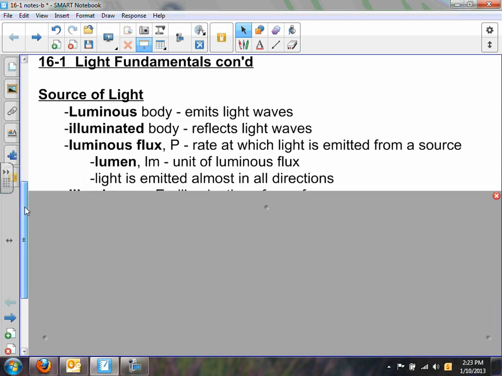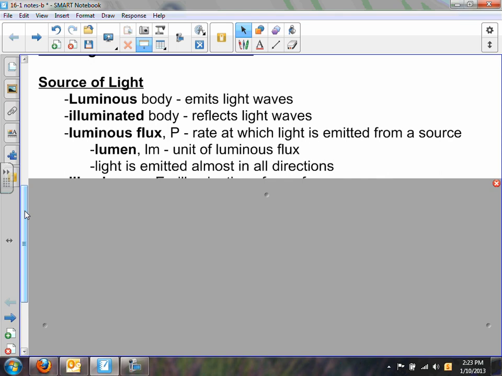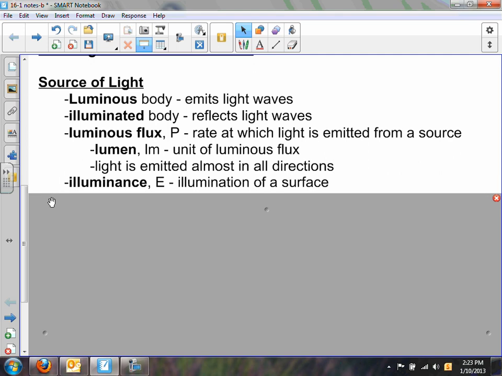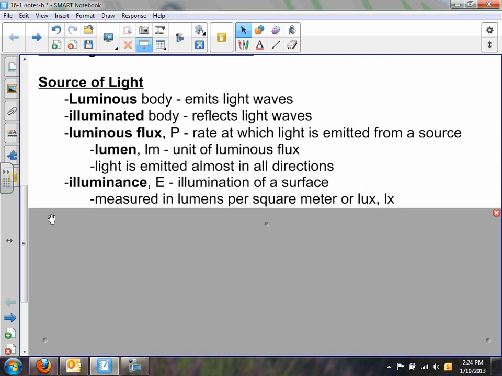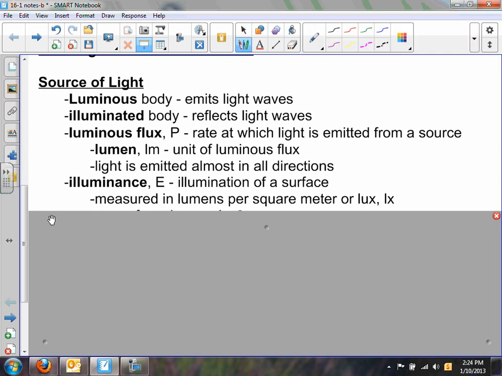Here at school, we're less concerned about how much light is emitted from the source, and we're more concerned with how much light is being reflected on a surface. You know, how much light is on the table so you can read your books at a decent rate. And that deals with illuminance. Illuminance is the illumination of a surface. How much light is on the tabletop? The symbol for that is going to be a capital E, and that is going to be measured in lumens per square meter, the amount of light per square meter. And that has a symbol of Lx, which stands for lux.